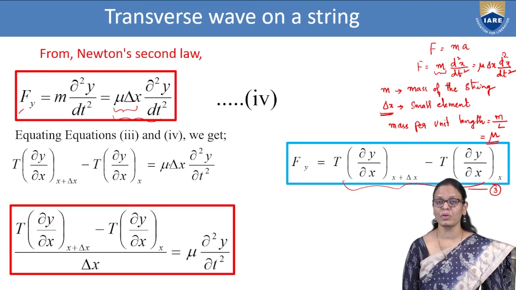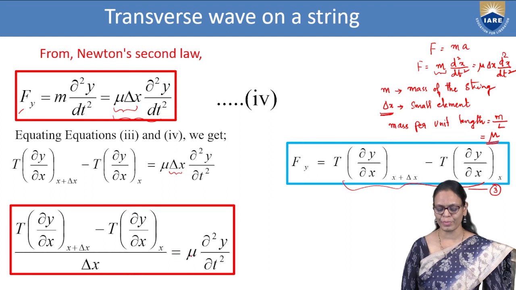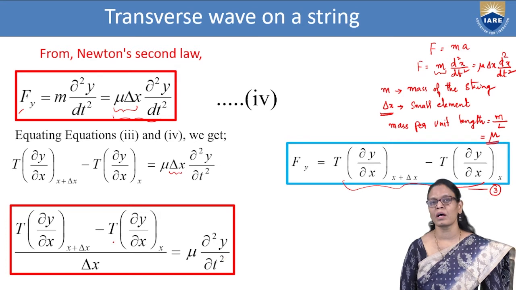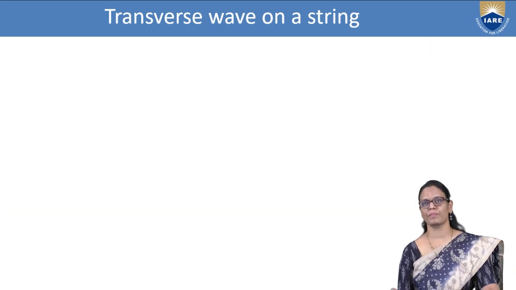Now if I rearrange the terms, I can bring Δx to this side. So T ∂y/∂x at x plus Δx minus T ∂y/∂x at x, upon Δx, will give us mu ∂²y/∂t². So tension divided by the length of the element. Let this be equation 5.